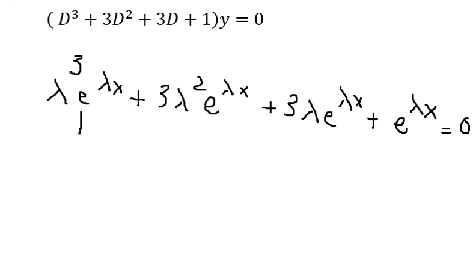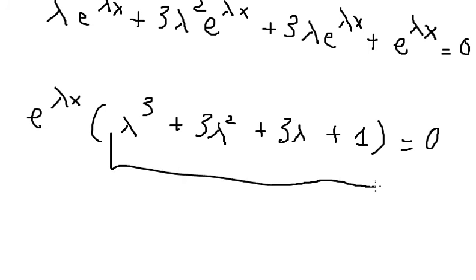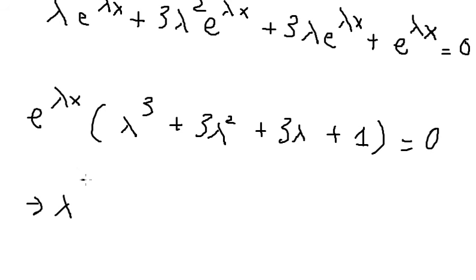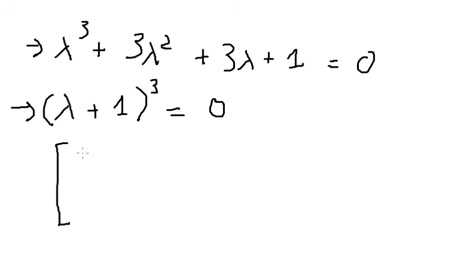So we have e to the power of lambda s, and we can do factorization. So we have lambda to the power of 3 plus 3 lambda square plus 3 lambda plus 1. So we just have only this one here. This one is an identity. We can write it as lambda plus 1 to the power of 3 equal to 0.